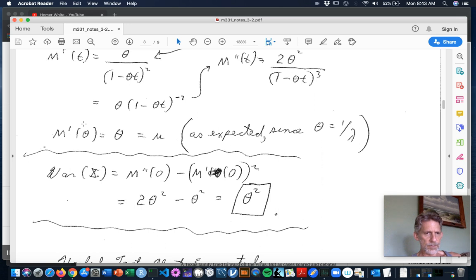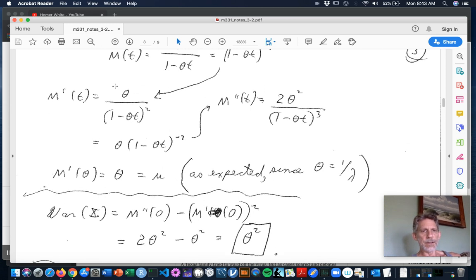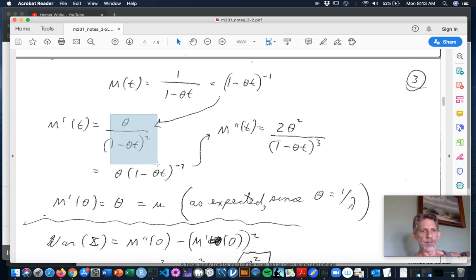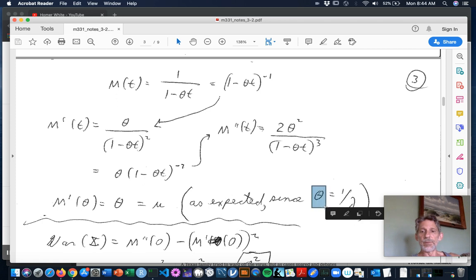So, I've got a little typo here. I wanted to say M prime of 0. I accidentally wrote something that looks like a theta. M prime of 0 would be, let's see here, put in t as 0, and you get theta over 1 squared. So you get theta. So that's the expected value, the mean of an exponential random variable. And it makes total sense. Theta is supposed to be the average time between events, because it's 1 over lambda. So it should be the expected value of the time to wait for your first event.